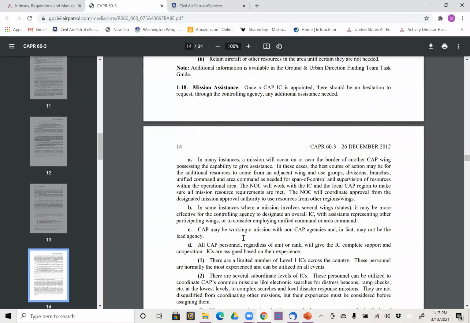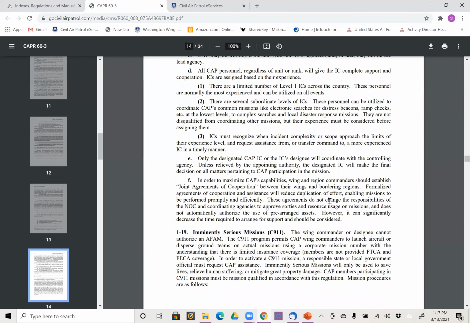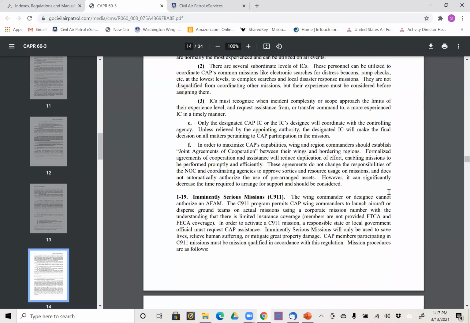So there is one exception. When we said we don't self-deploy, there is one exception to that, the C911. Imminently serious missions, the wing commander designee launches an aircraft or sends them out with the understanding that there is limited insurance coverage. In order to activate a C911 mission, the responsible state or local government official must request a CAP assistance. Imminently serious missions will only be used to save lives, relieve human suffering, or mitigate great property damage.